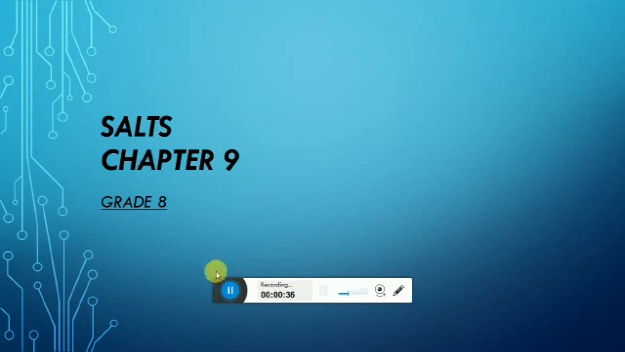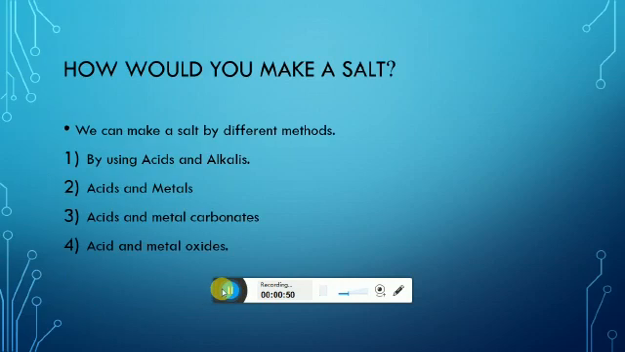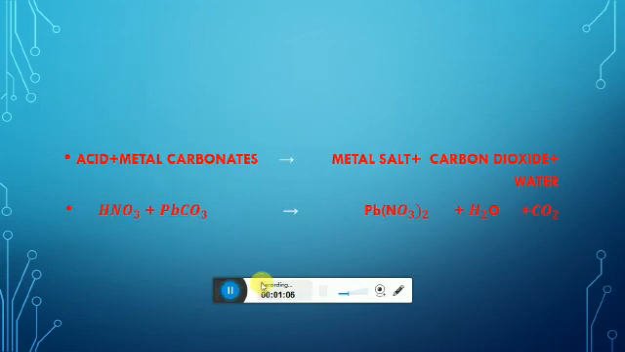If you remember, there are four major processes through which we can make metal salts. Out of those four methods, we discussed the third one, the last one, in which acid reacts with metal carbonates. Whenever acid and metal carbonates react with each other, they give us metal salt, carbon dioxide and water.